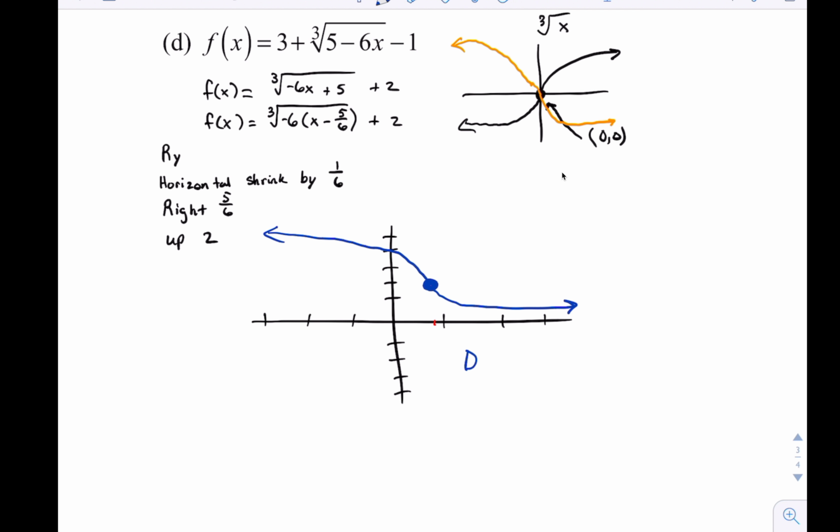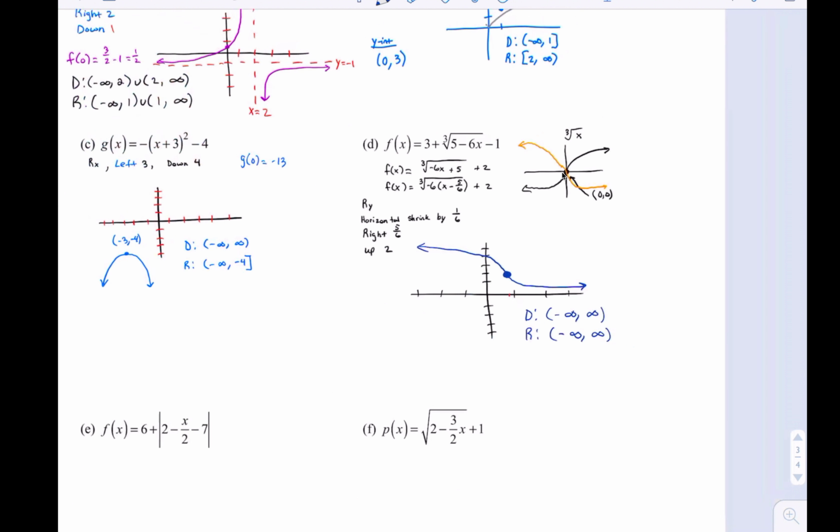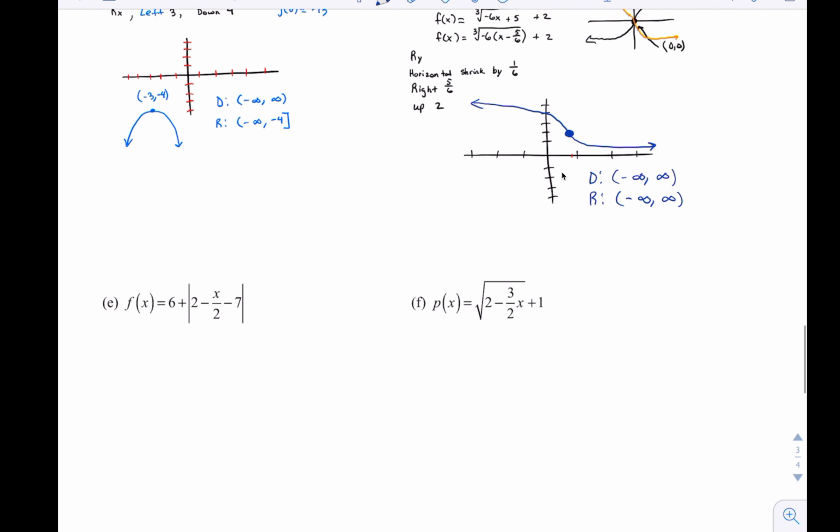All right, so we'll say that the domain here is again -infinity to infinity, and the range is also the same. All right, and that's going to be the same for all cube root functions. The domain and the range aren't going to change based off of your transformations.